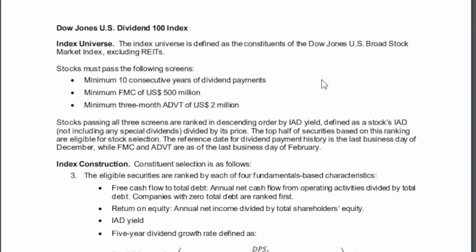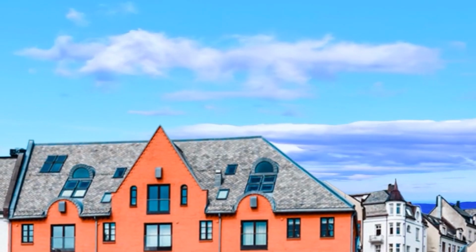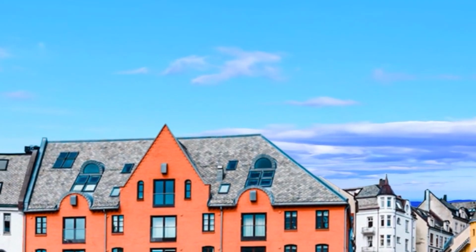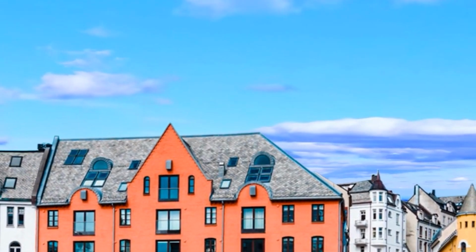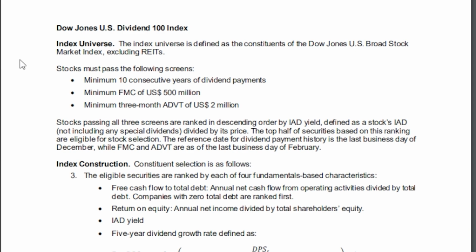So the methodology says Dow Jones US Dividend 100 Index Universe. The index universe is defined as the constituents of the Dow Jones US Broad Stock Market Index, excluding REITs. So even though REITs are great, and I'm a huge fan of REITs, they are not going to be included in this index. It then says stocks must pass the following screens: minimum 10 consecutive years of dividend payments, minimum FMC of US $500 million, minimum 3-month ADVT of $2 million US.